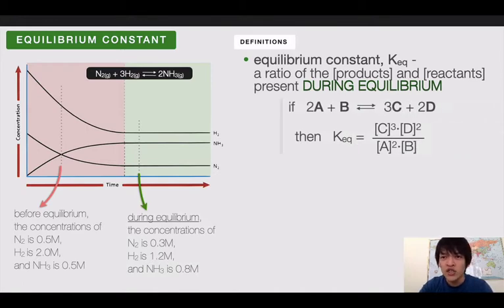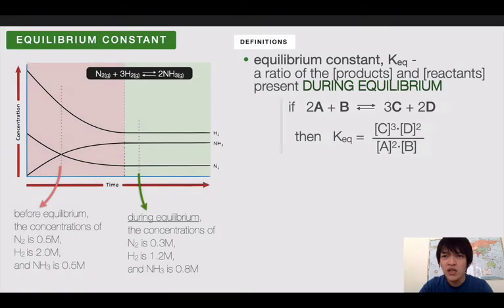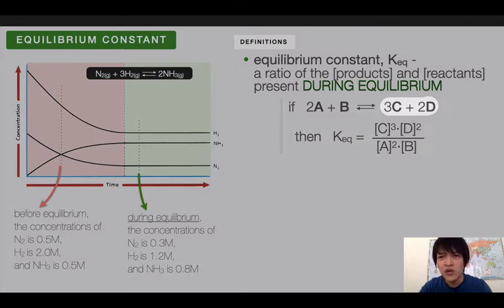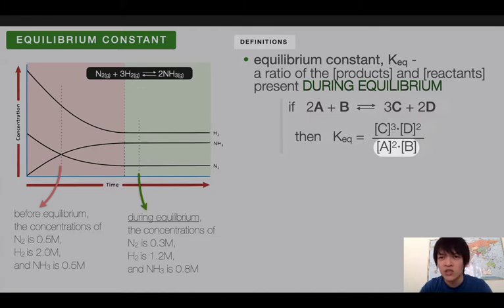We have a general equation: 2A reacts with 1B to produce 3C and 2D. And this is an equilibrium equation. If this is the general equation, to calculate the equilibrium constant K, we'd need to put the products from the chemical equation on top of this equation. These are being multiplied. The reactants from the chemical equation go on the bottom of the equation, and those are also being multiplied. Notice that the coefficients from the chemical equation are written as exponents in the equation too.